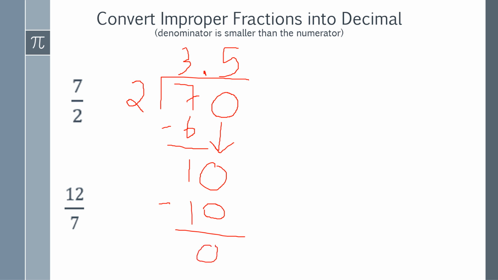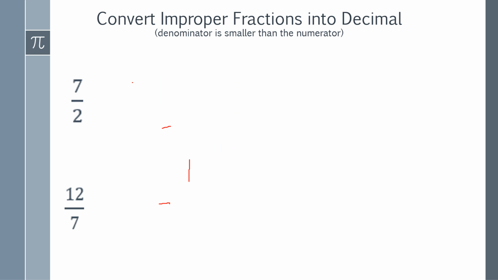So 7 over 2 is equal to 3.5. We will put our answer here. It equals 3.5.